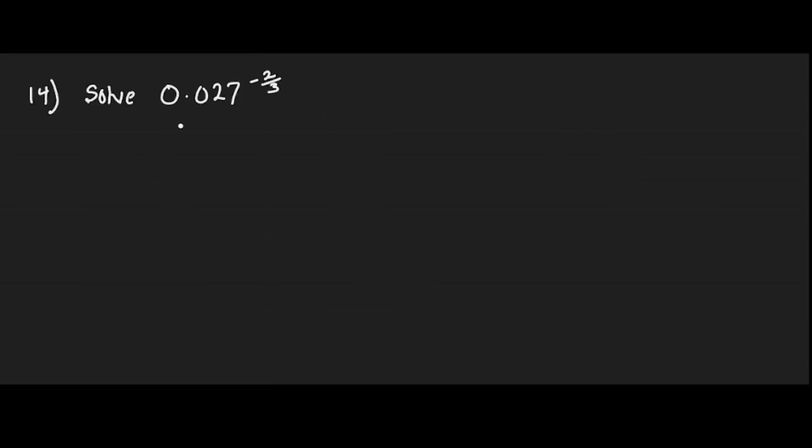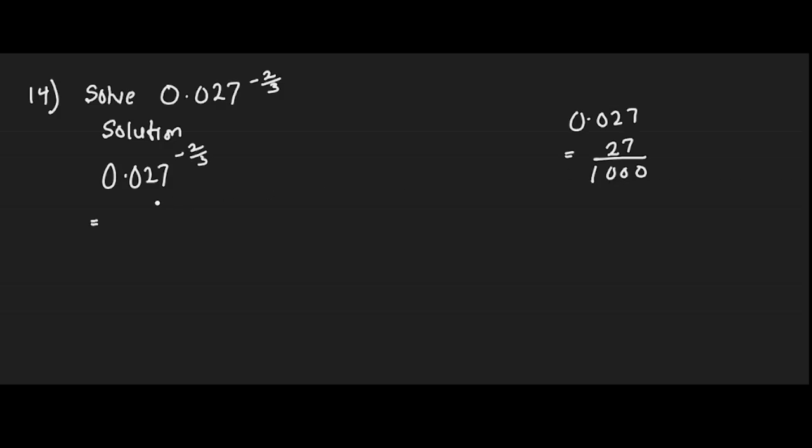Here we have solve 0.027 raised to power minus 2 over 3. Solution, we have 0.027 raised to power minus 2 over 3. Here we'll change 0.027 to fraction. That's going to give us 27 over. Now you have this point, we have 1, 2, 3. That means we have 3 zeros. So that means we are going to have this to be 27 over 1000. Close bracket, all raised to power minus 2 over 3.